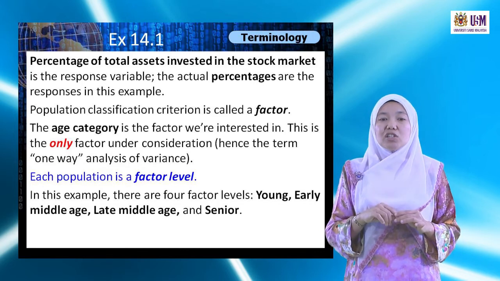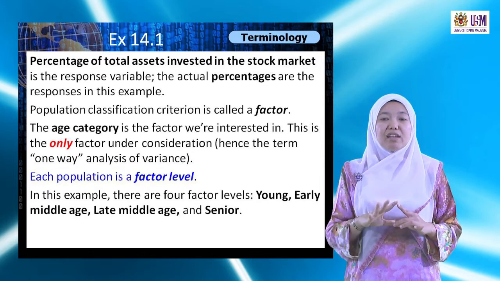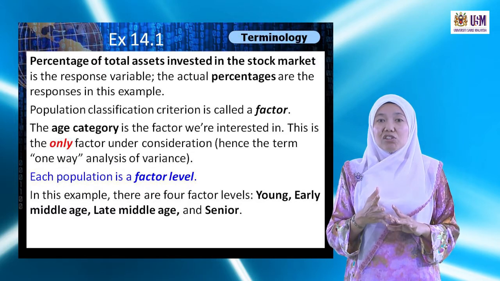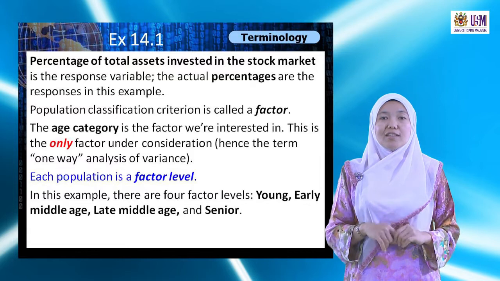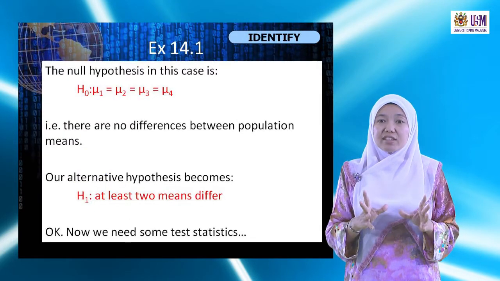Each population is a factor level in this case. So in this example, there are four factor levels: the young, the early middle age, the late middle age, and the senior groups. Remember, in ANOVA you're still doing a kind of hypothesis testing.